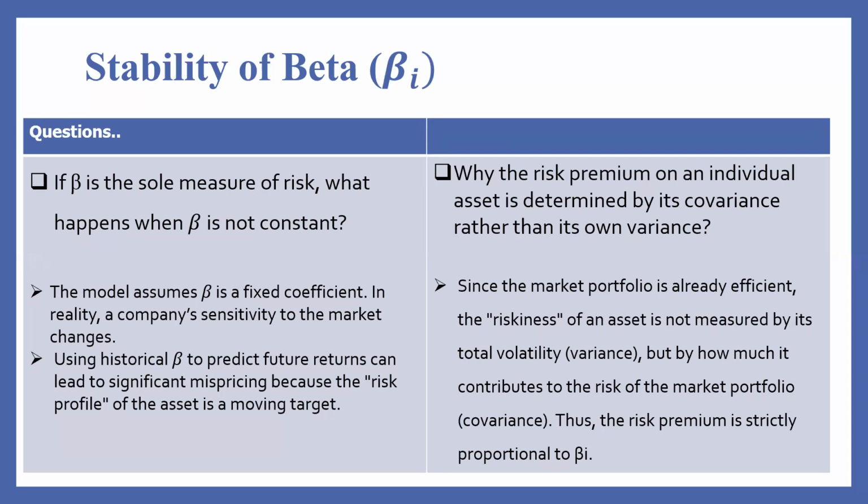Another important question is why the risk premium on an individual asset is determined by its covariance rather than its own variance. The possible solution is that since the market portfolio is already efficient, the riskiness of an asset is not measured by its total volatility, that means variance, but by how much it contributes to the risk of the market portfolio, covariance. Thus, the risk premium is strictly proportional to beta_i.